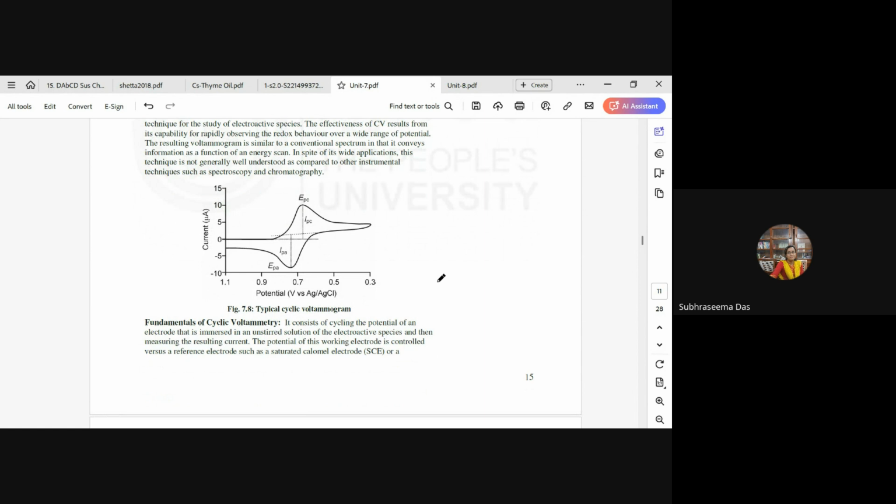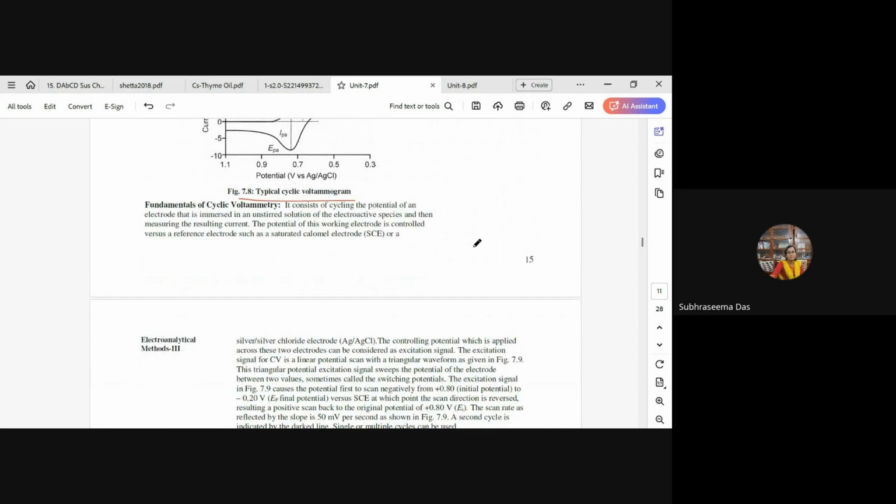Then coming to the fundamentals of cyclic voltammetry. Here in figure 7.8, you can see a typical cyclic voltammogram. It consists of cycling the potential of an electrode that is immersed in an unstirred solution of the electroactive species and then measuring the resulting current. The potential of the working electrode is controlled versus a reference electrode such as a SCE or a silver chloride electrode. The controlling potential applied across these two electrodes can be considered an excitation signal.